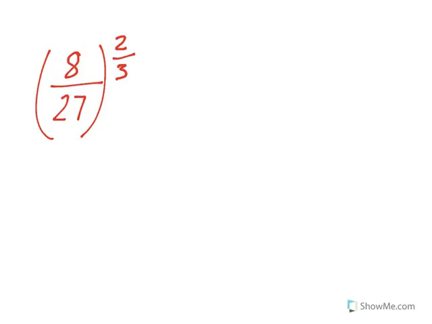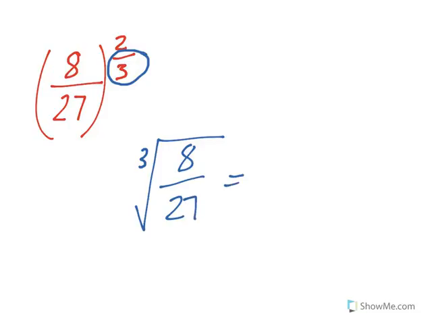Final example then, looking at a fraction here, so how do we deal with that? The same as last time, we're going to do this part first. So we're going to cube root it first. And in order to do that, I need to find what number do I times by itself 3 times to give me 8. Well, 2 times 2 is 4, times 2 is 8, so that's 2.